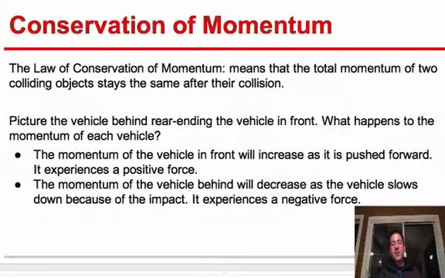So, that leads us to the law of conservation of momentum, okay? Basically, it means that the total momentum of two colliding objects stays the same after their collision. The momentum that came in, the total momentum of the two, is going to be the same. So if they have the same force and they're moving at the same momentum, when they collide, they're just going to stop.